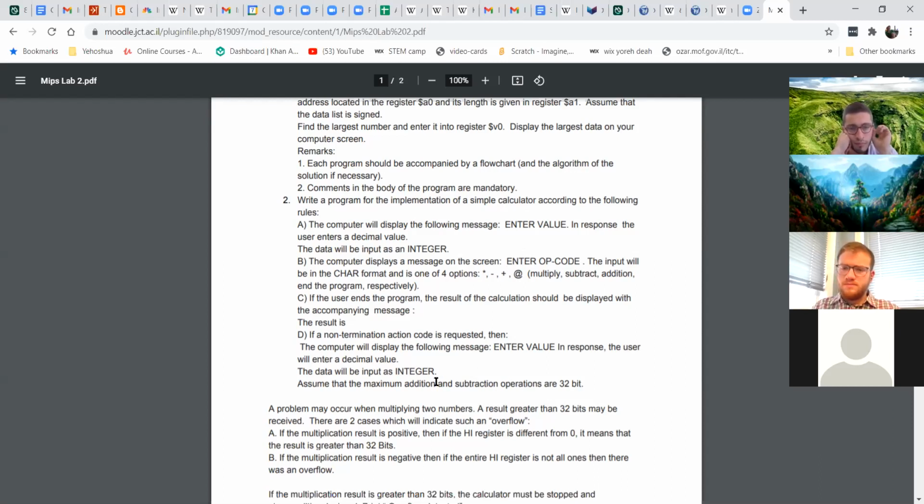You're going to obviously have integers, but a problem may occur. Here's the complication. When multiplying two numbers, a result greater than 32 bits may be received as the result. In other words, if you multiply a 32-bit number by a 32-bit number, what's the largest result you could have? A 64-bit number. Exactly, a 64-bit number.